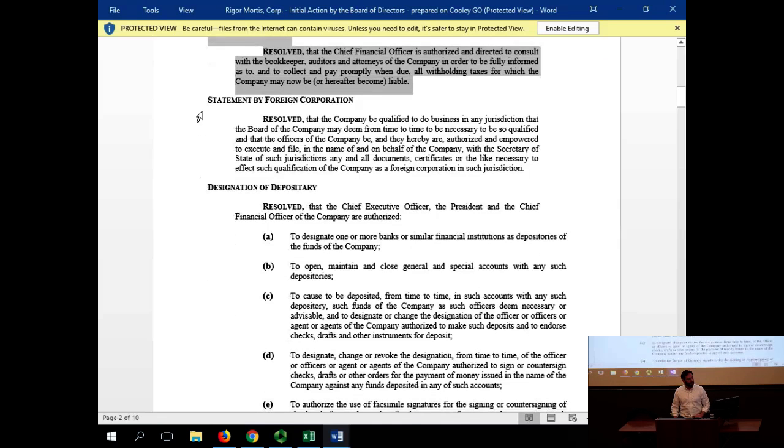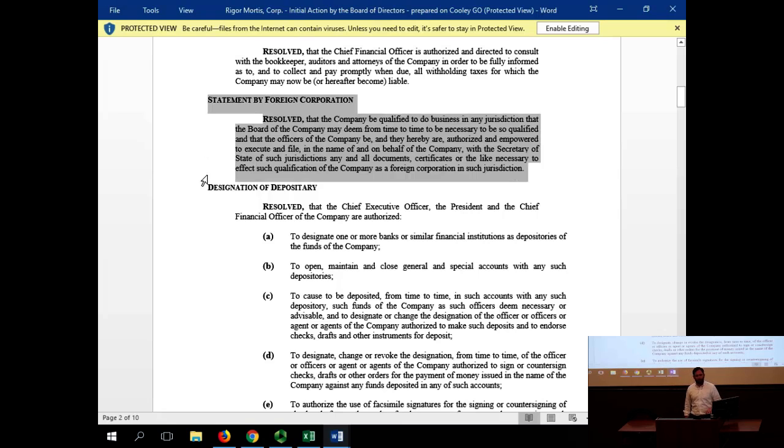Authorized to withhold taxes. This is sometimes called an omnibus statement, a statement that's very broad, right? A broad concept, but we're going to allow the company to qualify to do business in foreign jurisdictions, which is going to be necessary for Pennsylvania. We have to register the business. Let's say the company is a Delaware corporation. We have to register it with Pennsylvania. So we have to authorize all this stuff.